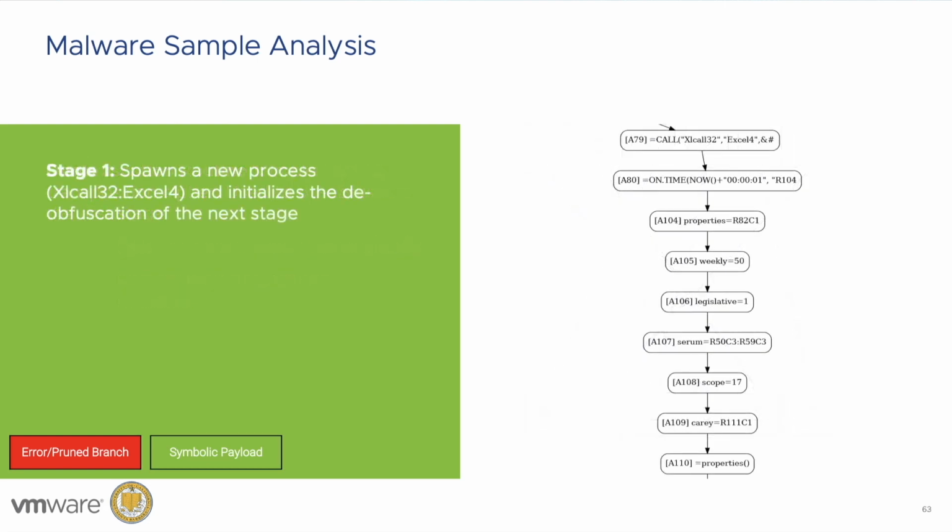After deobfuscating the payload, it will start executing stage 1, which is a simple stage that only spawns a new process as an evasion technique in order to confuse static and dynamic analysis, and it will initialize the deobfuscation of the next stage.